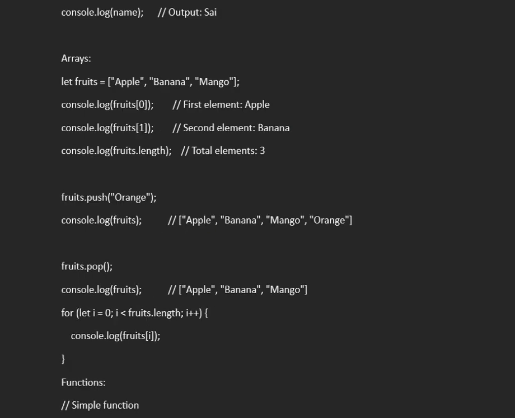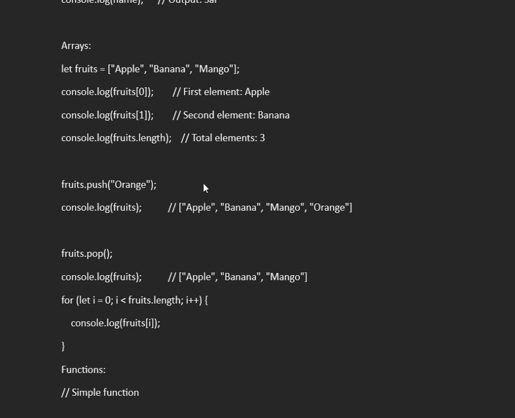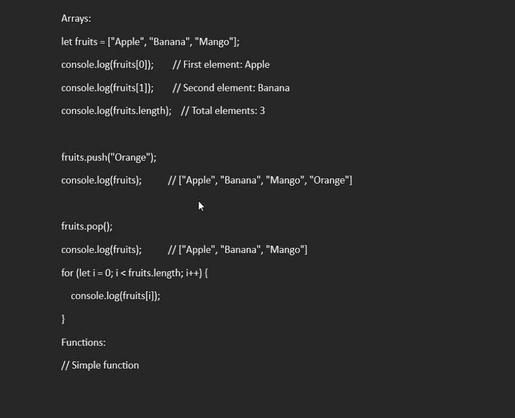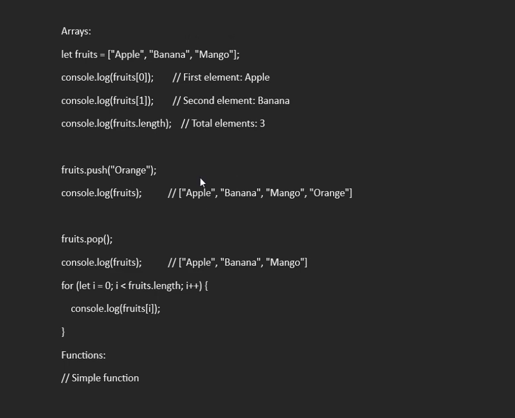And our next topic is arrays. Arrays store multiple values in a single variable. Each item in an array is called an element. We can access elements using index numbers. Here is the example code for arrays. Arrays are great for storing lists like names, numbers, or items. The push function adds an item to the end, and the pop function removes the last item. We can loop through arrays using a for loop to access each element.